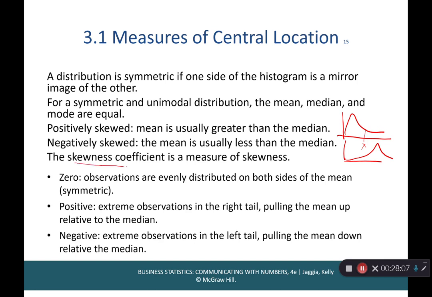We have a skewness coefficient that we can calculate, but really all you need to know is just that you can have no skewness, which means it's symmetric, and you can be positively skewed or negatively skewed.